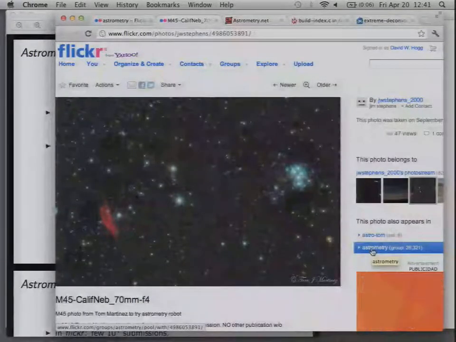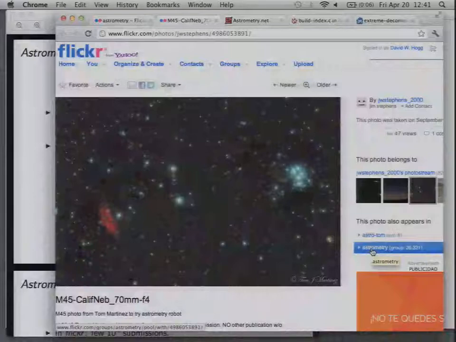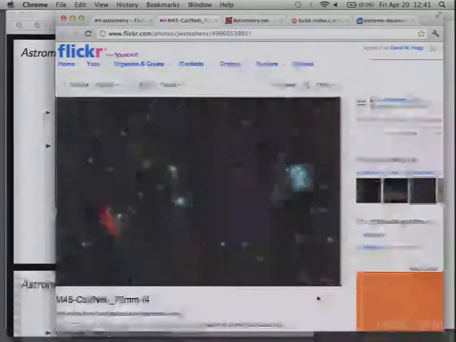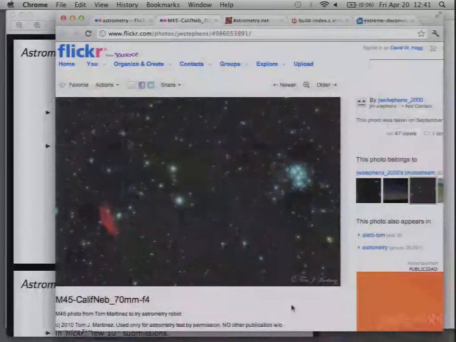I have no interest in Flickr. In fact, it's about to go bankrupt. You can buy Flickr if you want it. But anyway, because it's one of the Yahoo companies, it's going down right now.